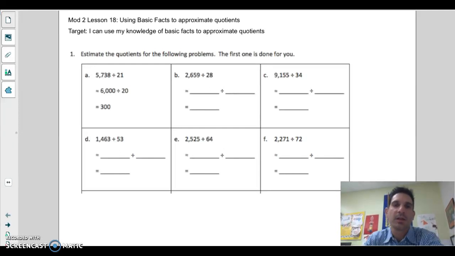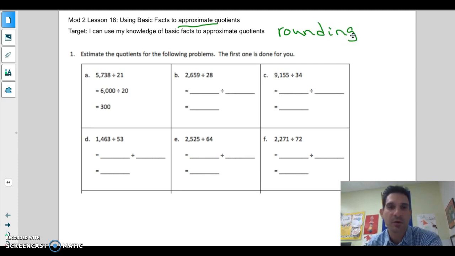Lesson 18. So lesson 18 is going to be building on lesson 17, so basic facts and rounding. Remember, when we see the word approximate, that means we are rounding. Okay. So let's just do a few here. Should be rather quick. Let's look at B.